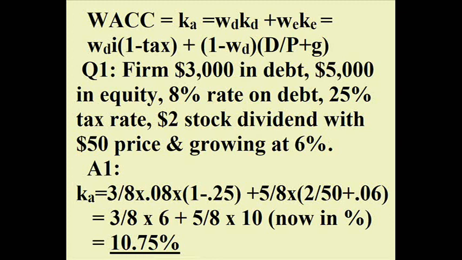Let's say we have a firm that has $3,000 in debt, $5,000 in equity. Guess what that adds to? $8,000. So our weights are 3/8 and 5/8. We have 8% in debt, a quarter tax rate. That means it's now 6% on debt. We have a $2 stock dividend on $50. That's 4%. And it grows at 6%. Let's add those together. We get 10%. Well, 3/8 of the 6 plus 5/8 of the 10, now in decimals as converted to percentages, we get 10 3/4 percentage points for the weighted average cost of capital.